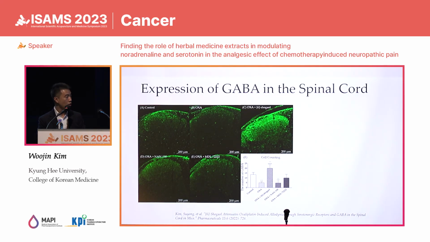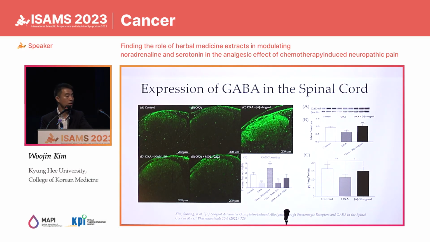And in the spinal cord of antagonist-treated rats, we see that the expression of GABA positive neurons is decreased, showing that the antagonists 1A and 3 indeed block the effect of shogaol and block the expression of GABA. And so we did the Western blot with GAD65, which is related to GABA, and also we did the ELISA to see whether indeed in the spinal cord the GABA expression decreases and increases with shogaol treatment.